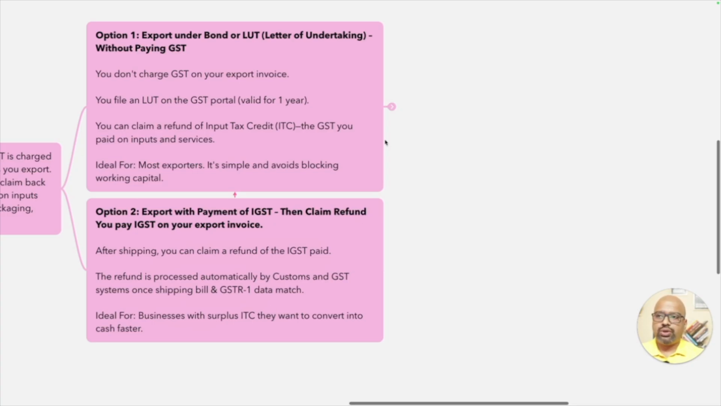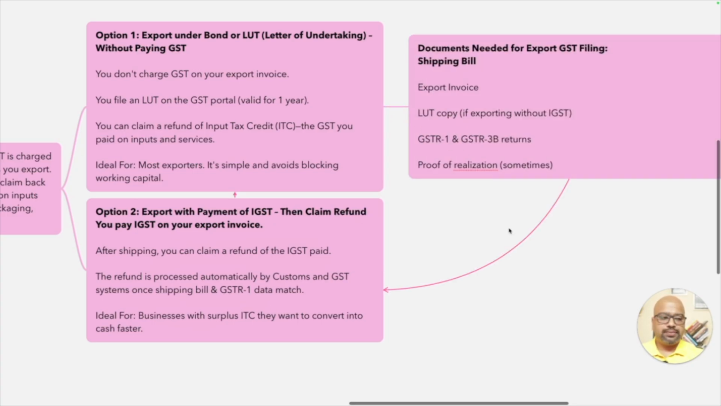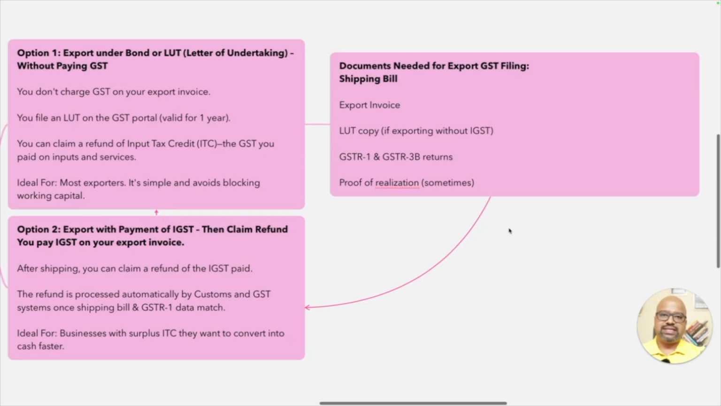Normally, you're going to file GST monthly, quarterly, or yearly in any form. When you're filing your GST, you're going to say how much sales you have done and how much purchase you have done. When you say how much sales you have done, your export invoices also will come in.